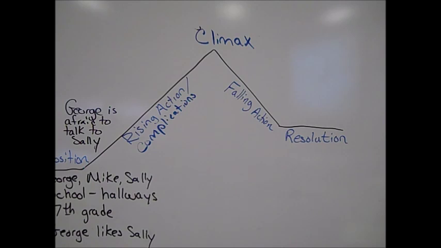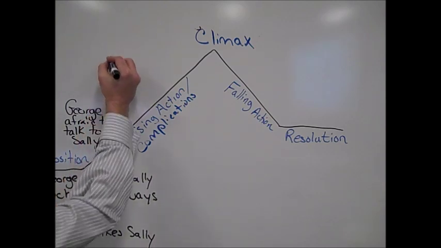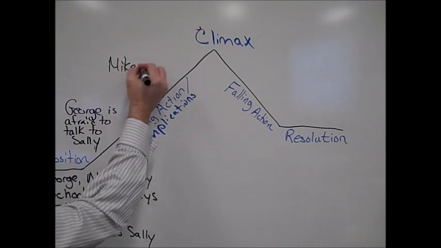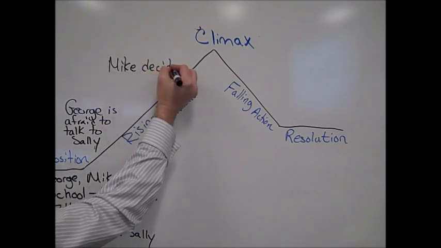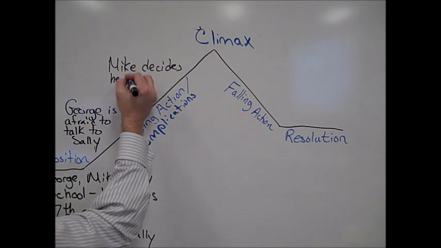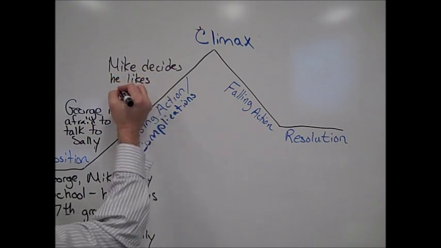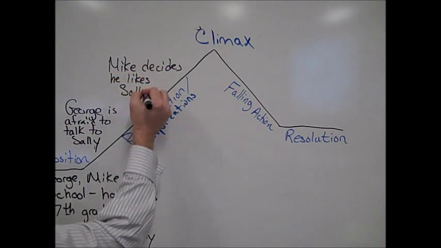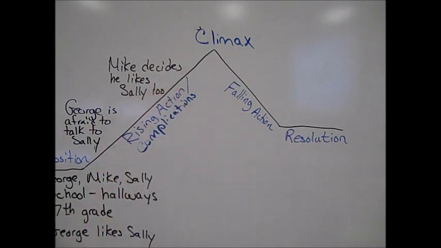That solution, though, has consequences. By asking Mike to talk to Sally, a new complication arises, and that is that Mike decides he likes Sally too. Obviously, this is going to put a strain on the two boys' friendship. And when George finds out, he's not very happy.